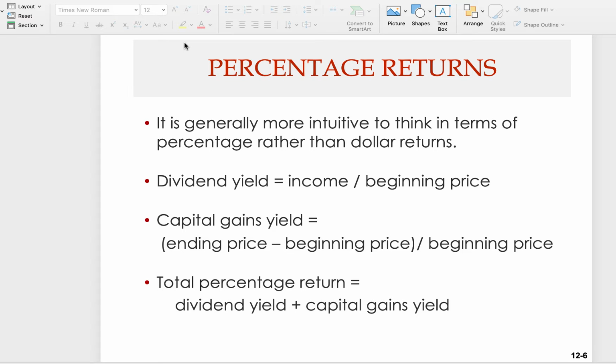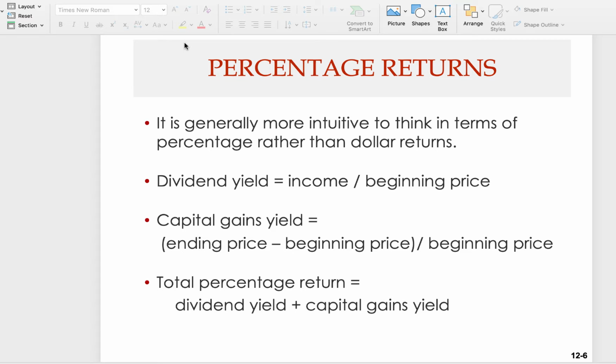So we need to break apart some of the pieces here, okay? What we need to look at is the dividend yield and the capital gains yield. Capital gains yield is very, very simple. Capital gains yield is nothing more than the difference in the price divided by the original price, okay? Dividend yield, quick review because we did look at this last semester. You take the dividend divided by the initial price, okay?